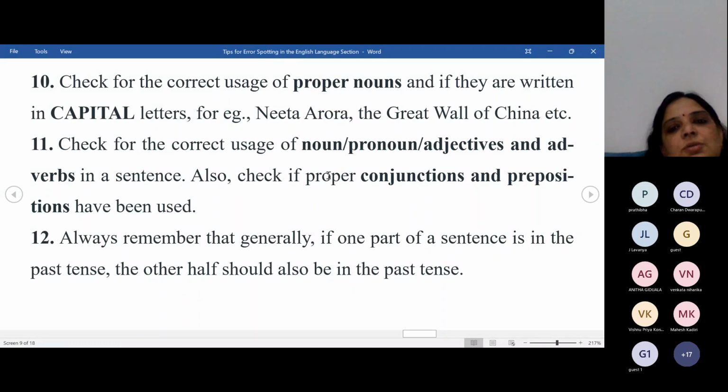Check for the correct usage of nouns, pronouns, adjectives, adverbs, okay? Because yesterday I was seeing somewhere it's written, you know, the birds were flying fastly. So is there any word called fastly?